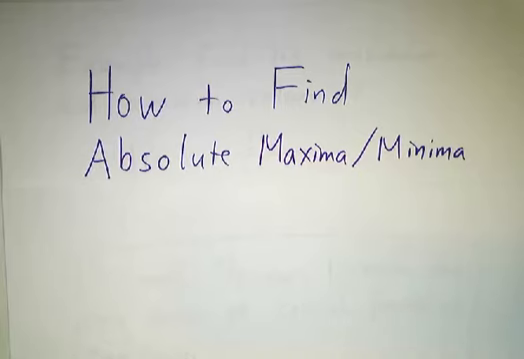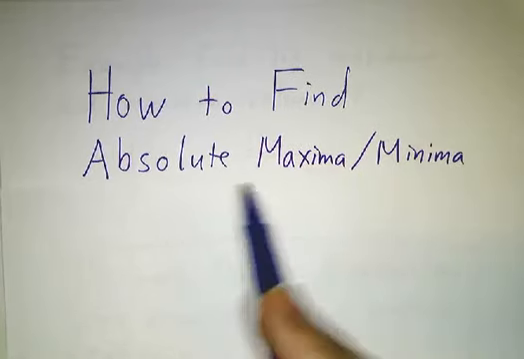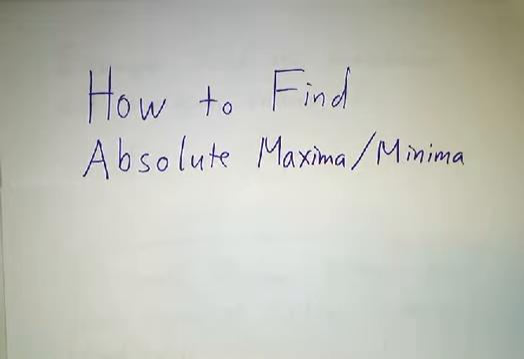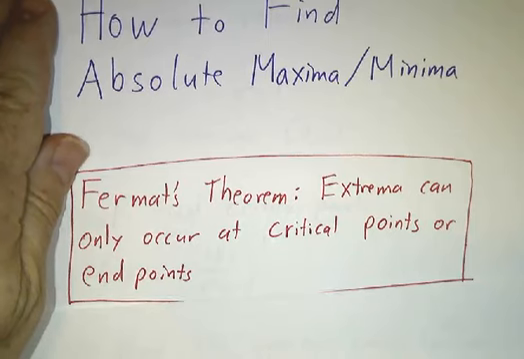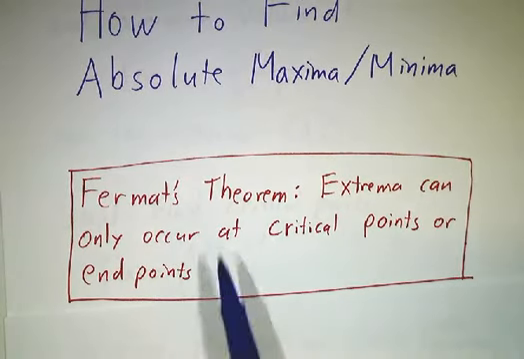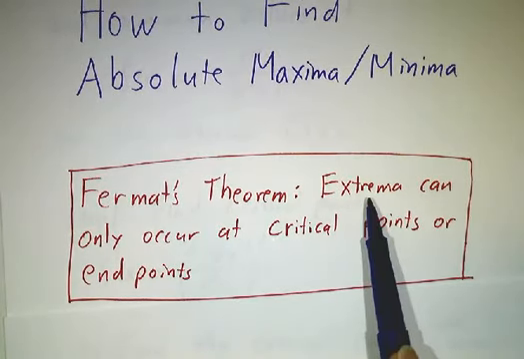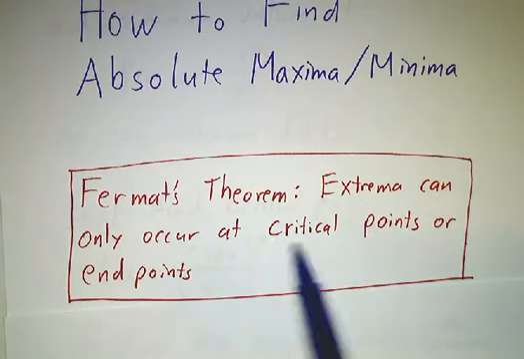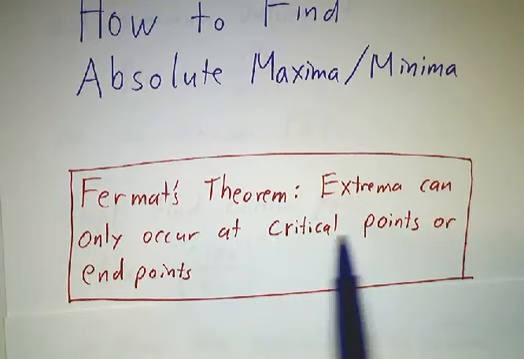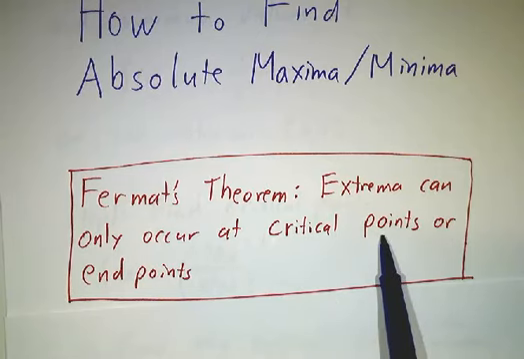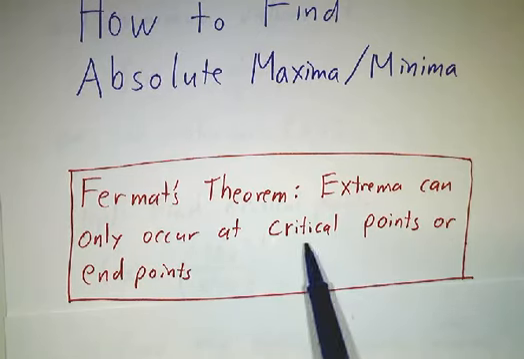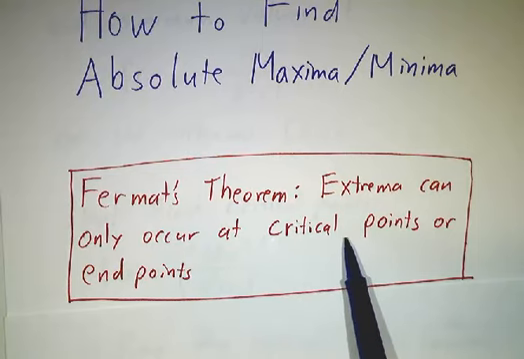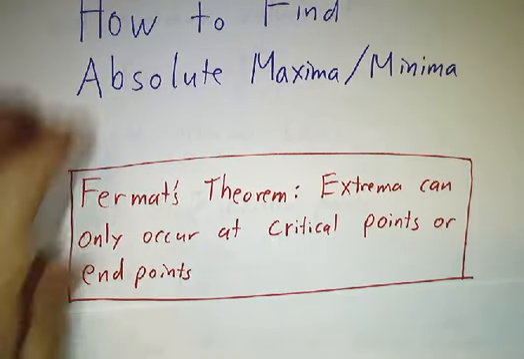In this video, we're going to go over how to find an absolute maximum or an absolute minimum of a function on an interval. Now, Fermat's theorem tells us that the only place where you can have maxima or minima, or the general term is extrema, is either at the endpoints or at critical points. Critical points are where the derivative is either zero or doesn't exist. And some people call critical points critical numbers. It means the same thing.